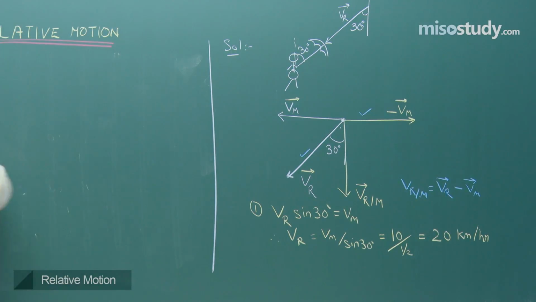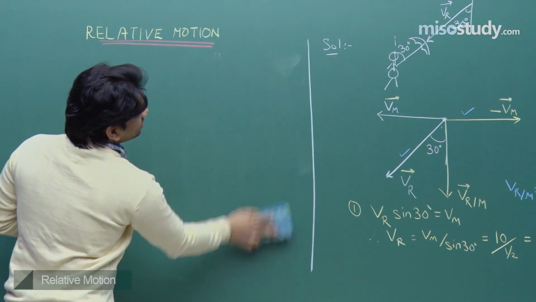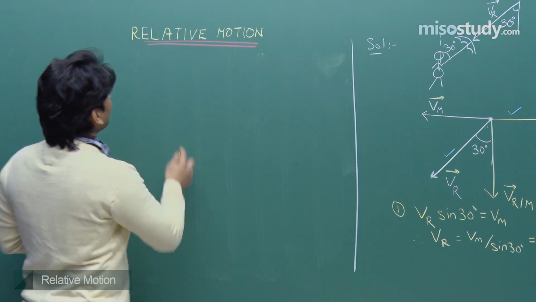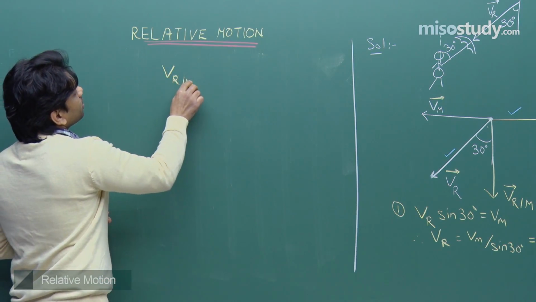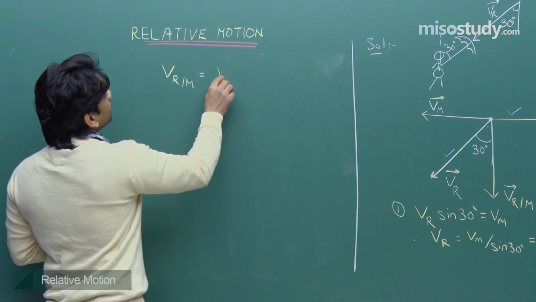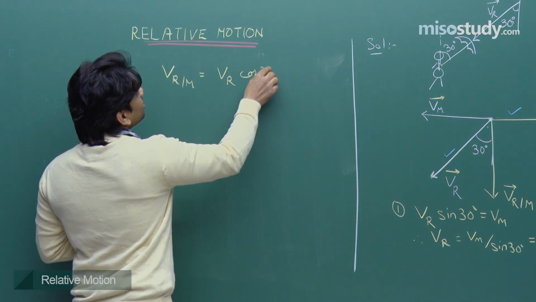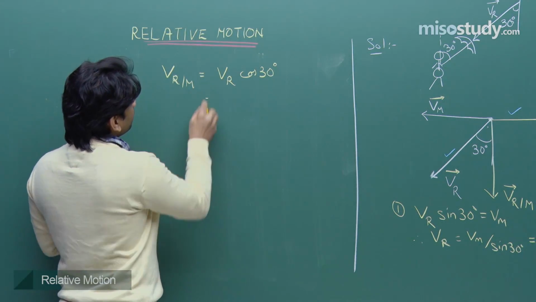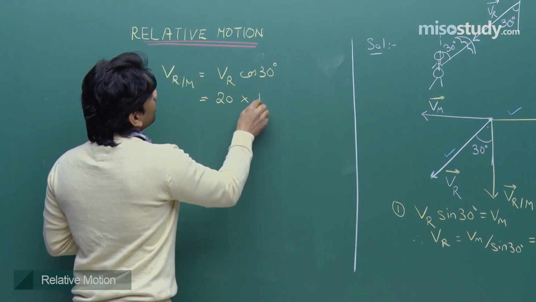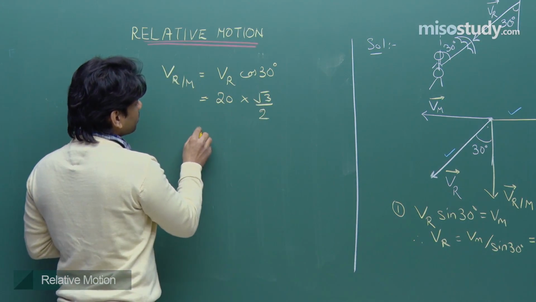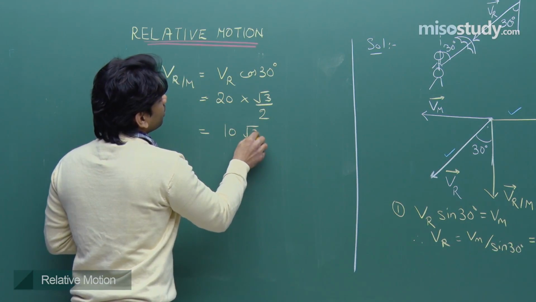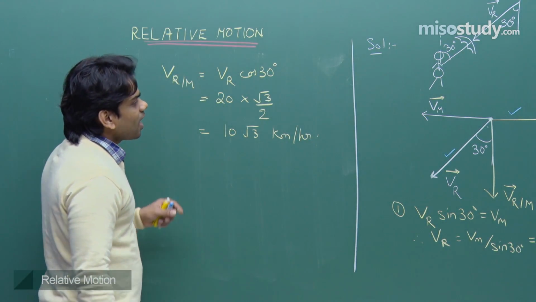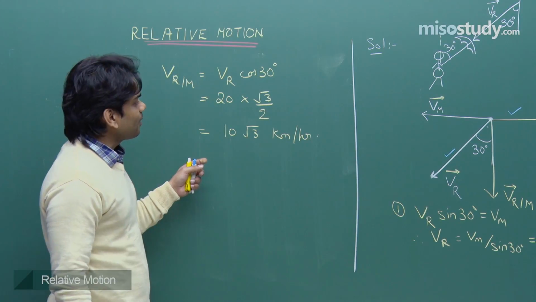Now use the concept of vectors, and I have told you about the resolution of vectors. From there you can use the concept. V_Rm, from the diagram you can make out, has to be equal to V_R cos 30 degrees. And just now we have already evaluated the value of V_R, that is equal to 20. So it will come out to be 20 multiplied by √3/2. This will be equal to 10√3 km/h. So we got the velocity of rain with respect to man. I want you all to take down till here, and I will continue.